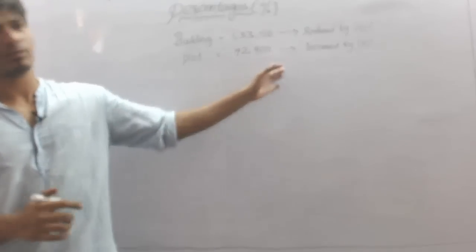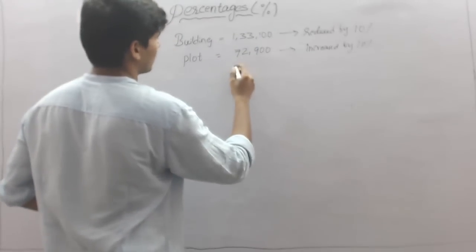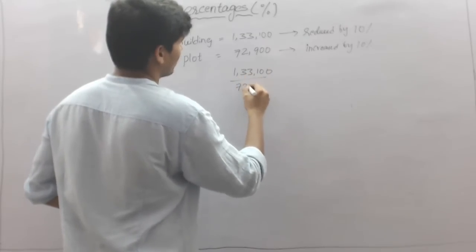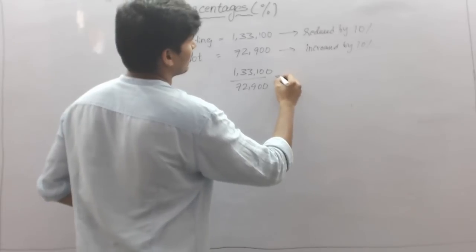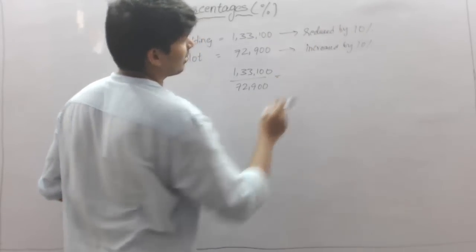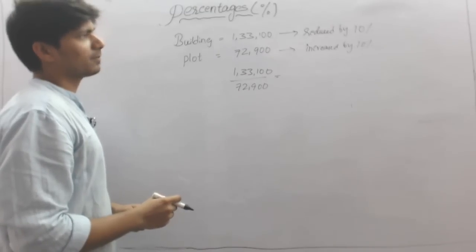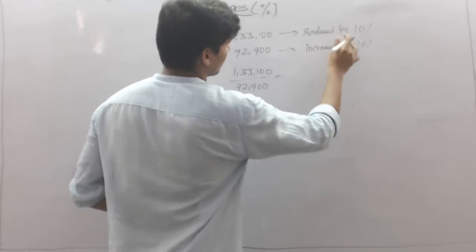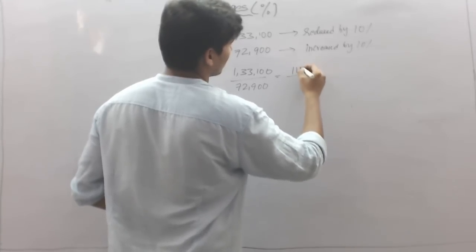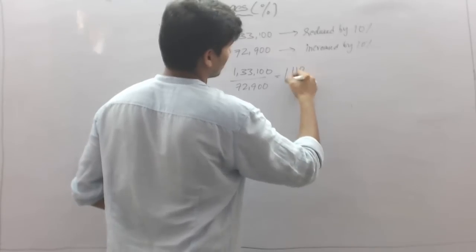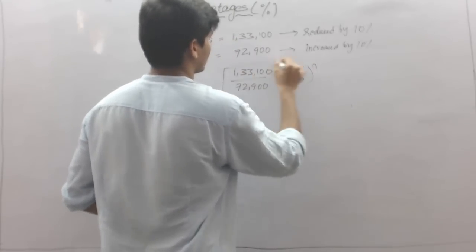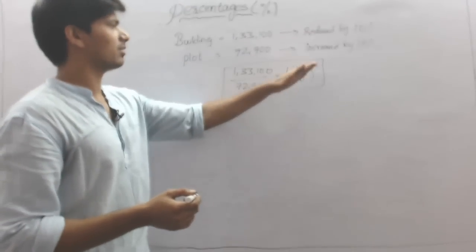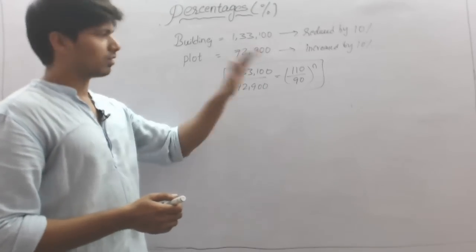It's very simple. That is 133100 by 72900 is equal to, what is reduced means? 10%, that is 90 by 100, and 110 by 90 to the power n. This is the formula: increased by decreased, whole power n gives you this thing. So this is the formula.